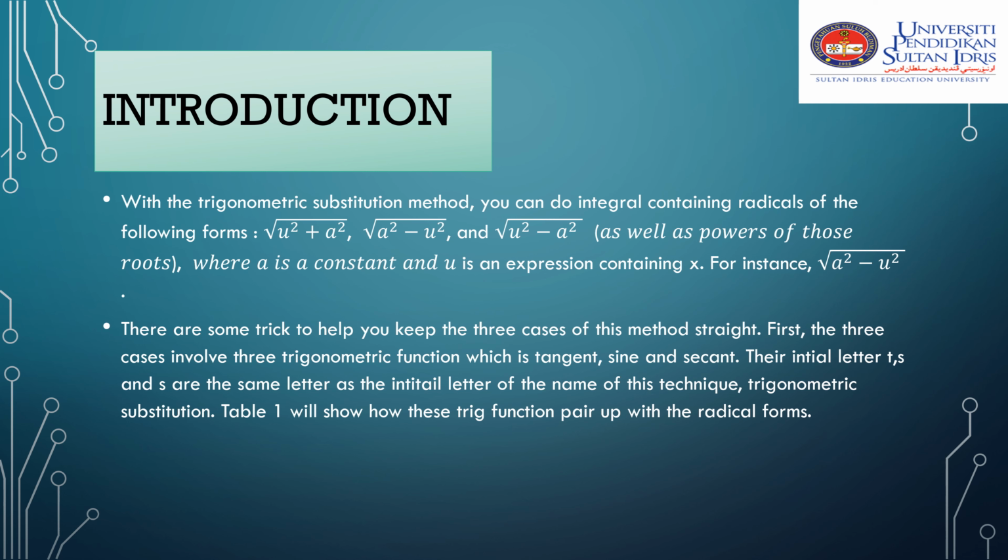There are some tricks to help you keep the three cases of this method straight. First, the three cases involve three trigonometric functions, which are tangent, sine, and secant. Their initial letters T, S, and S are the same as the initial letters of the name of this technique, trigonometric substitution. Table 1 will show how these trigonometric functions pair up with the radical forms.